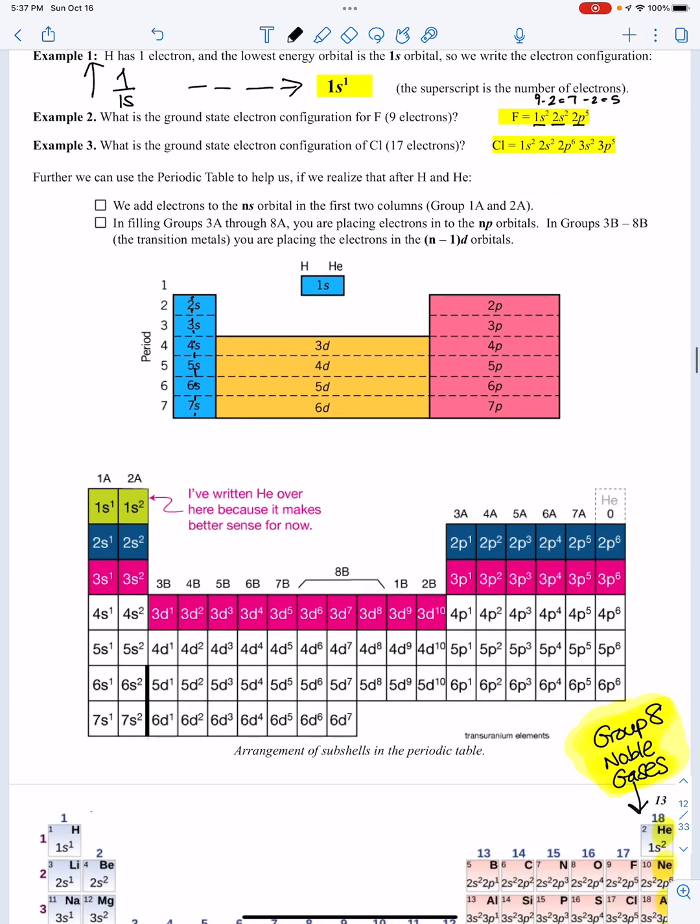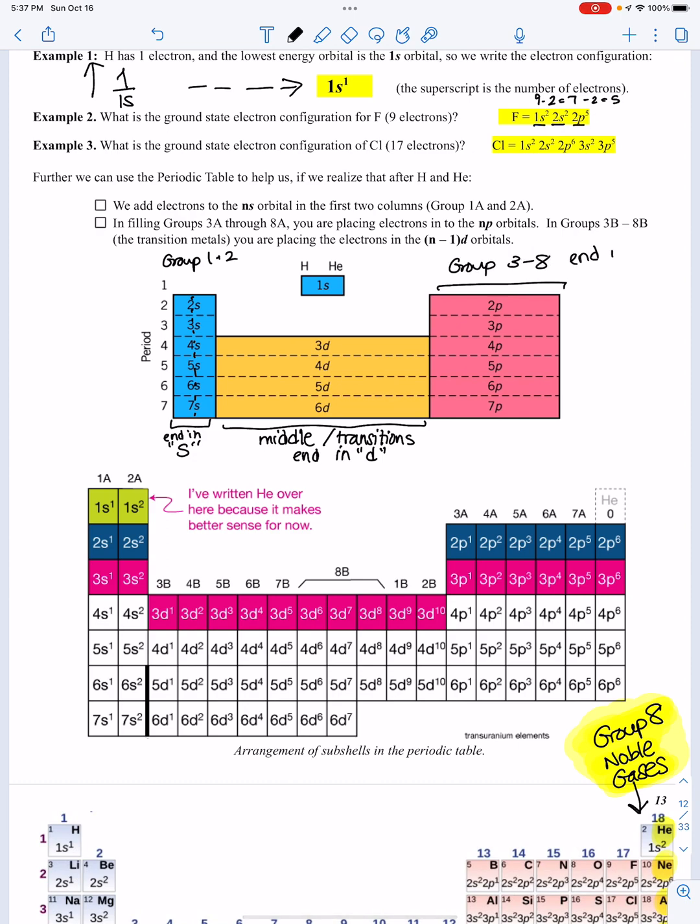We could use the periodic table also to help us, and this is a nice little trick. Elements in groups 1 and 2 typically end in an s. Elements that are in the middle, like our transition metals, end in the d orbitals. And elements that are in groups 3 through 8 end in the p orbital. And that's a nice little trick for us.